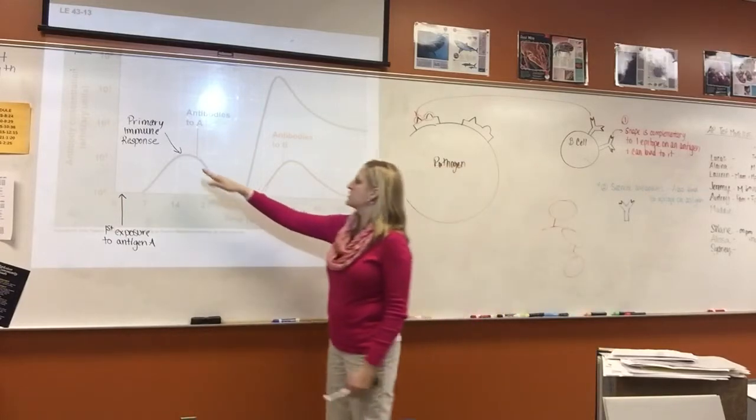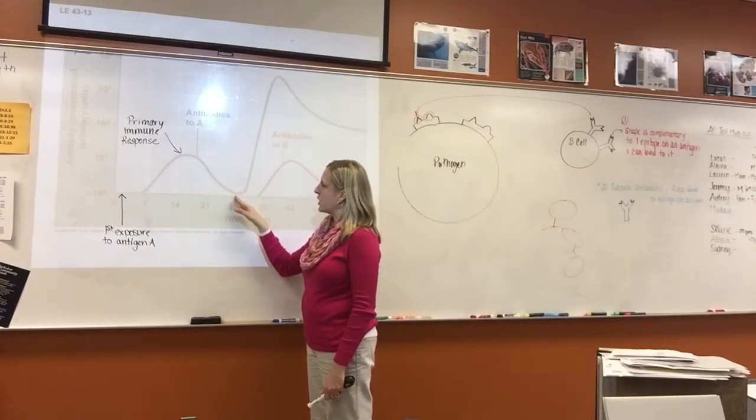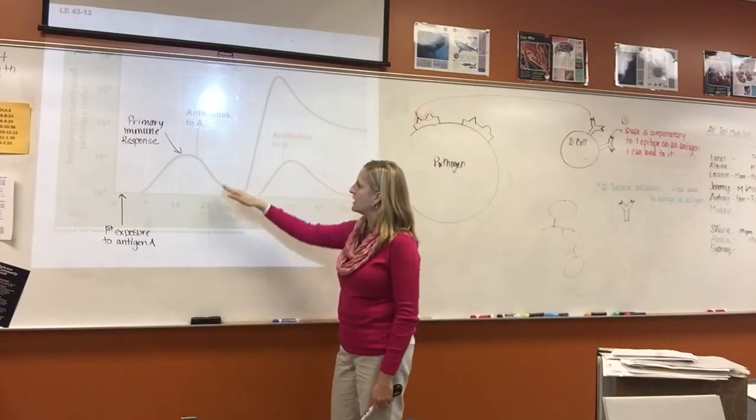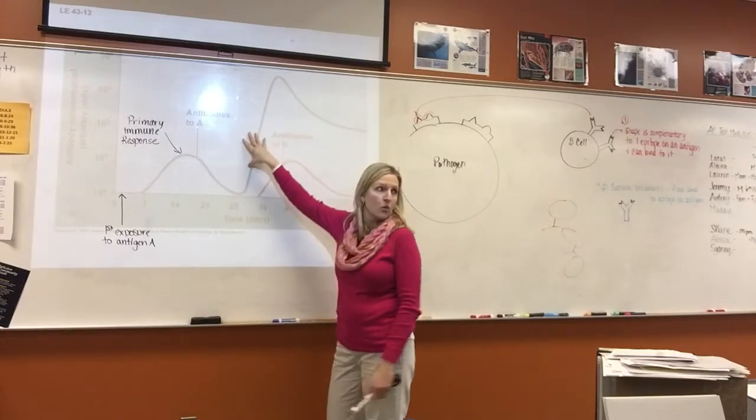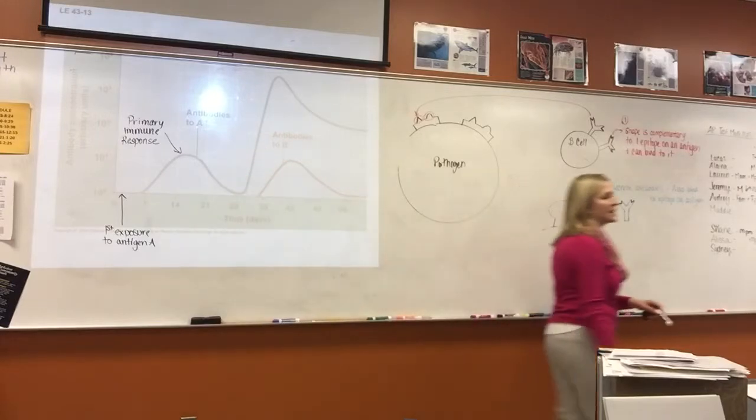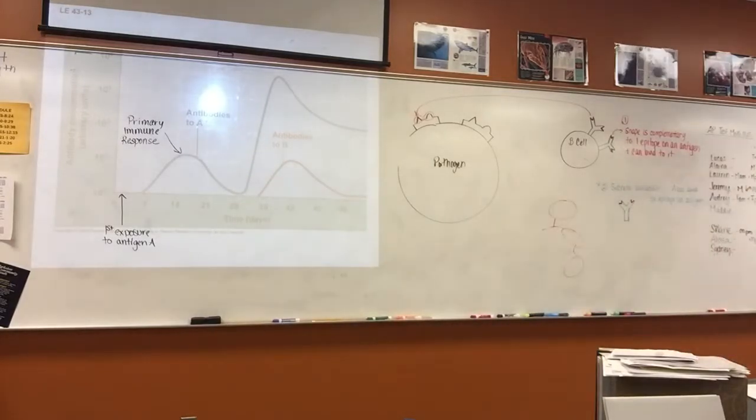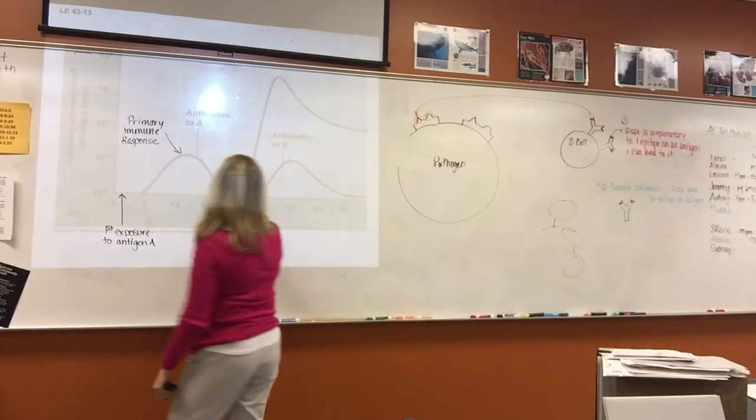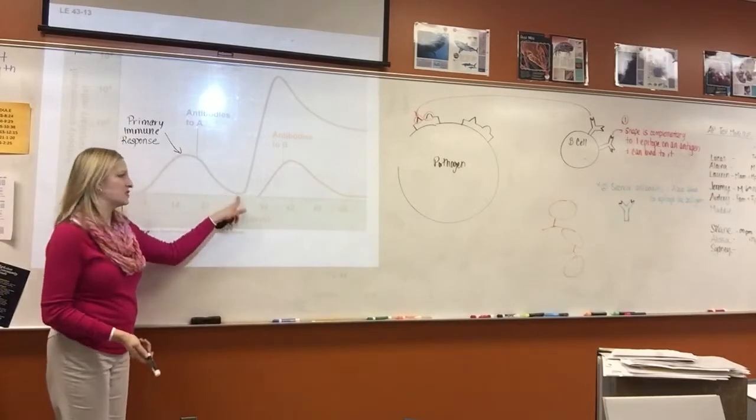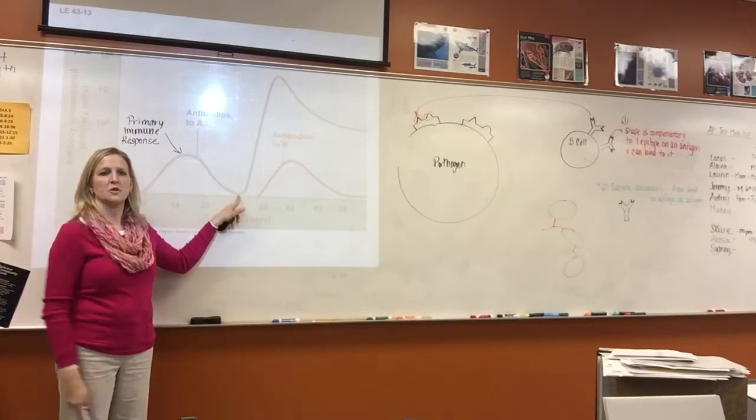So antibodies go down in concentration. All right, so then going and looking at this curve now, all of a sudden we get a spike. What would cause you to get a spike? So your antibodies go down because we got the antigen out of our body.